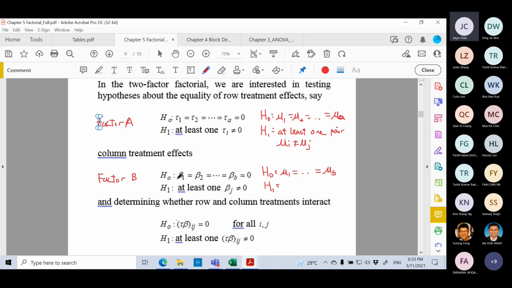So this one is about the factorial design. You have factor A, you have factor B, and you have the interaction factor A times B. The null hypothesis can be written in this form, or it can be written in the other form. Similarly for this one over here.